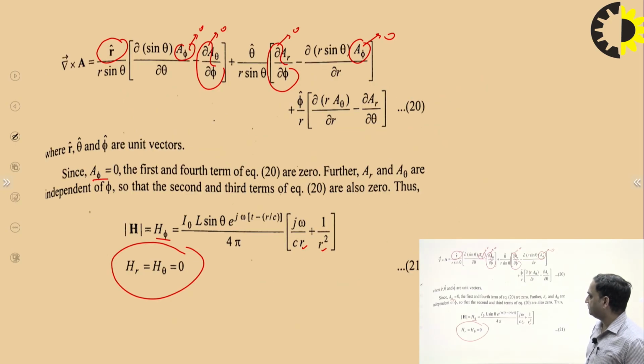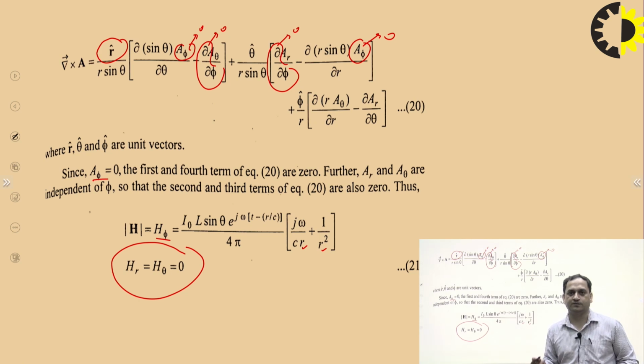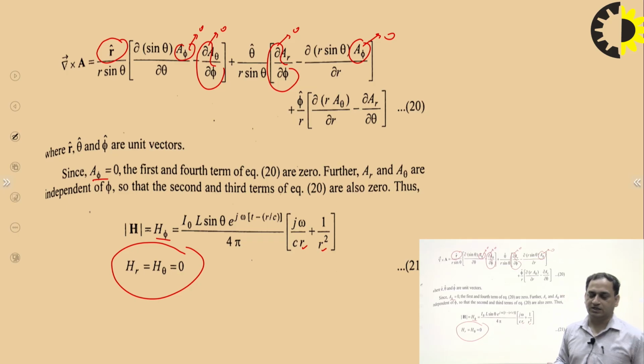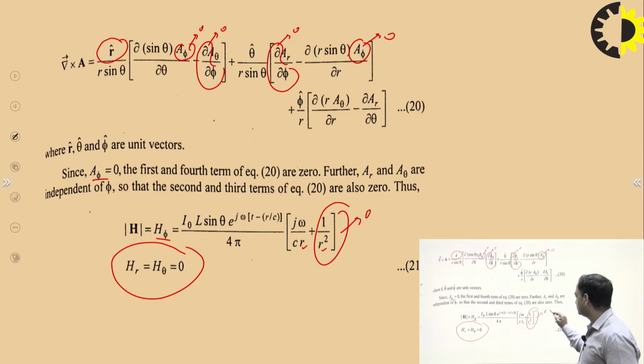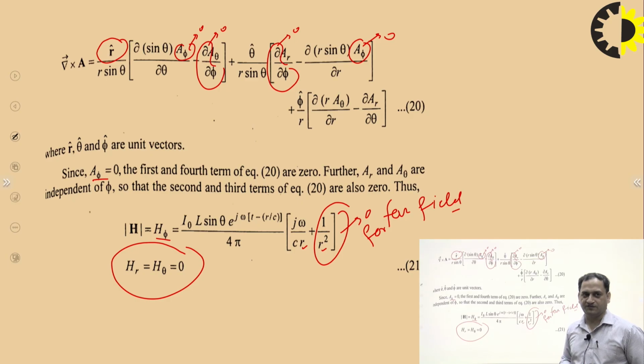Okay. Similarly, when we come to the H phi, for the far distance, the terms with 1 upon R greater than 1 upon R, meaning 1 upon R square, 1 upon R cube, 1 upon R to the power 4, like that, all those terms will be neglected. So if we see this term, this one will be 0 for the far field. So this is the condition for the far field: if the power in the denominator is greater than 1, we have to neglect those terms.